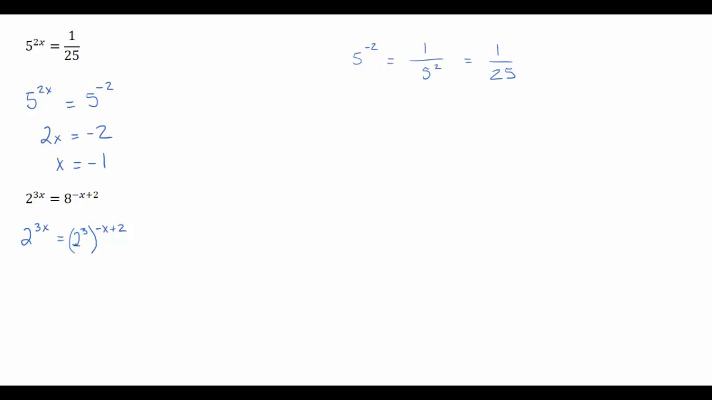If you remember, if you have a base with an exponent and that's raised again to another exponent, then those exponents are multiplied. So this is 2 to the 3x equals 2 to the negative 3x plus 6. Remember to distribute that 3 throughout the negative x plus 2. Now my bases are equal, so my exponents are equal. 3x equals negative 3x plus 6. 6x is 6, and x is 1.